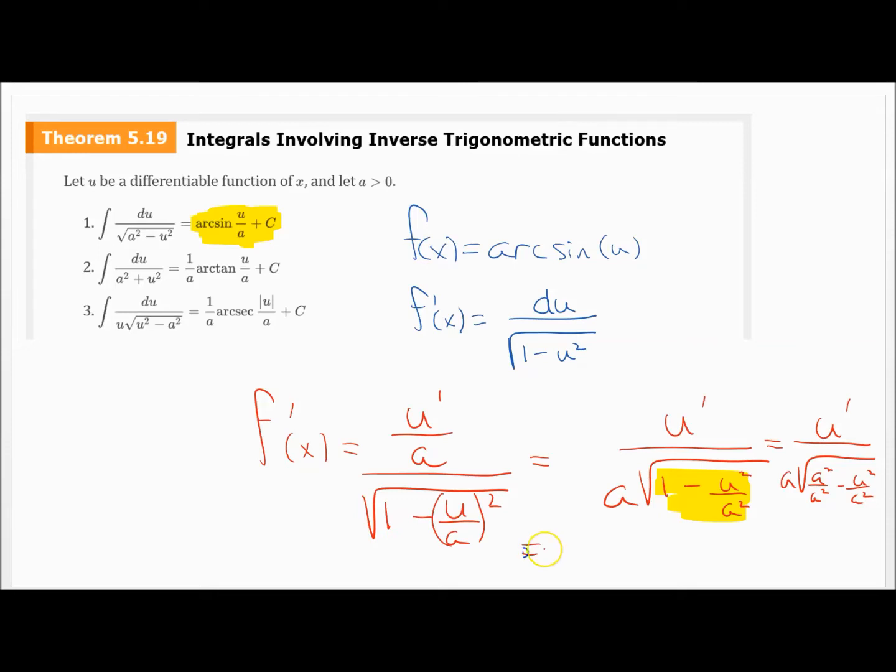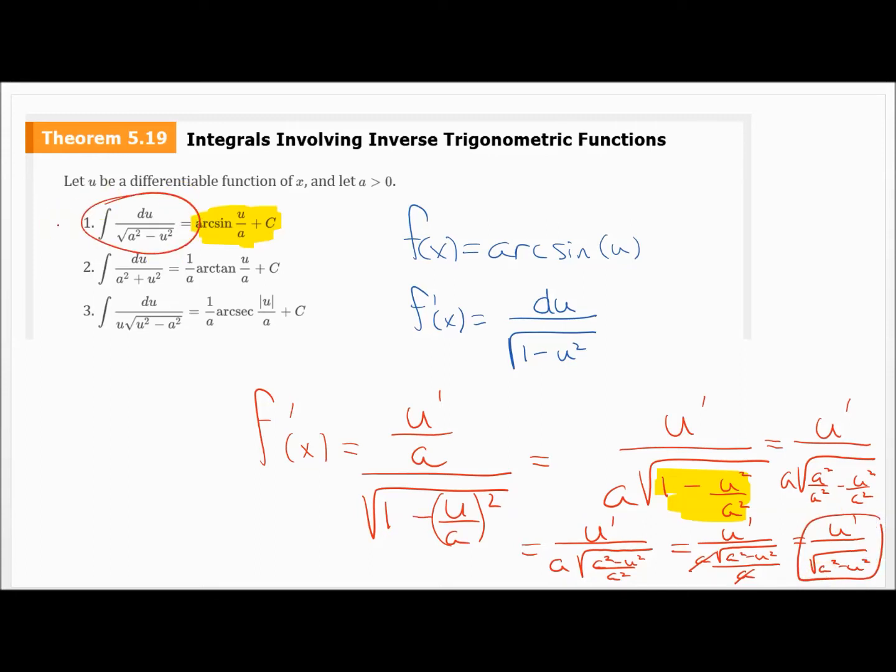Okay, let's keep going. I didn't leave myself enough room, did I? That'd be u prime over, still got that a outside, the big square root of a squared minus u squared over a squared. Now, because my space is getting low, what's the square root of a squared in this denominator? Since a is greater than 0, that's just a. That'd be u prime over a times the square root of a squared minus u squared over a. In other words, I took the square root of the denominator, this a and this a cancel, and I get u prime over the square root of a squared minus u squared. And that's exactly what we have right there, or du.